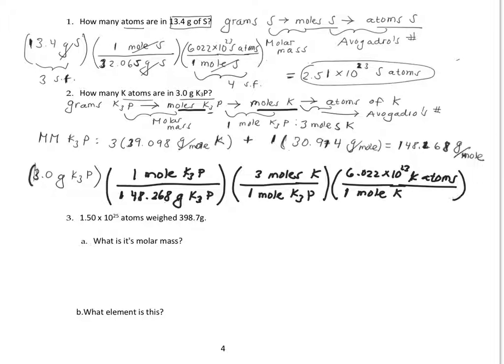So if we look at the number of significant figures also, our answer will be reported to 2 significant figures. Our moles of K cancels out, our moles of K3P cancels out, and grams of K3P cancels out. So to 2 significant figures, our answer is 3.7 times 10 to the 22nd potassium atoms.